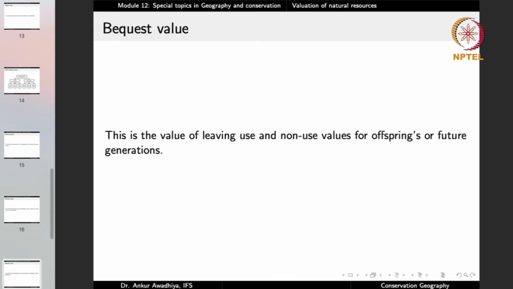And if we leave the use and non-use values for our offsprings or future generations, then we say that this kind of a value is a bequest value.